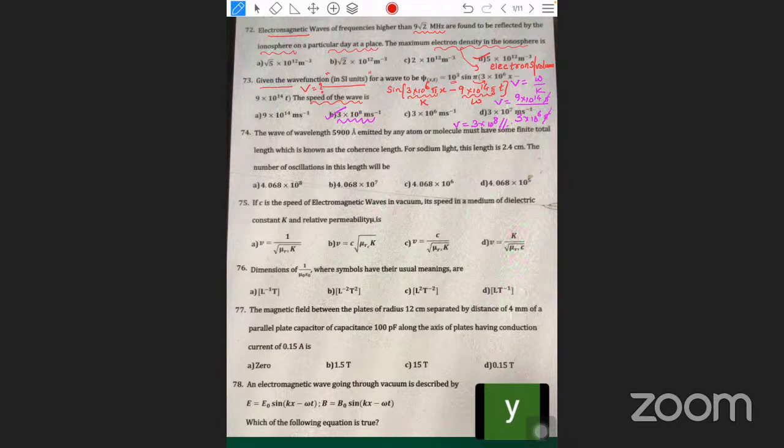To find the velocity of any particular wave, we are using the formula V is equal to omega by K. So omega is 9 into 10 power 14. K is 3 into 10 power 6. So on dividing that, you are going to get 3 into 10 power 8 meter per second. Got it?